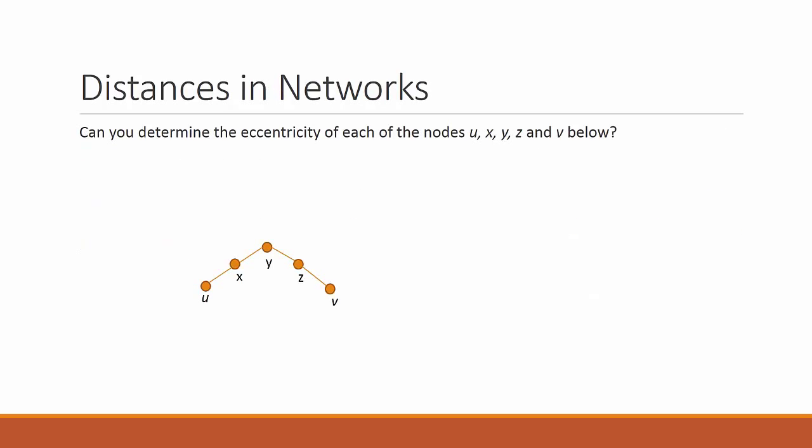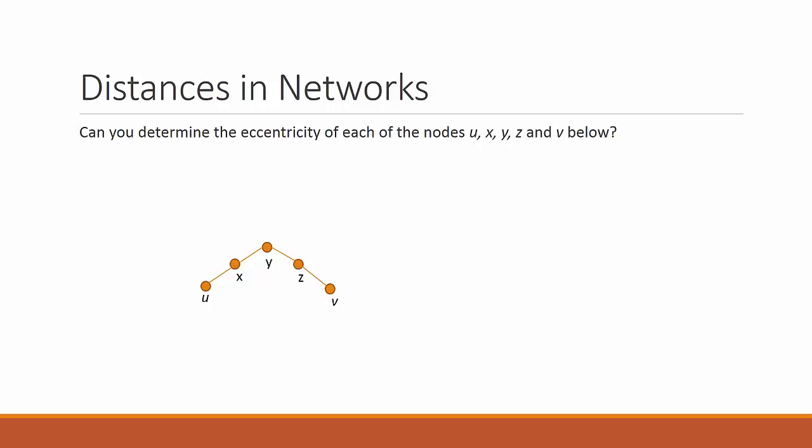So let's look at some examples. Let's find the eccentricity value of node U. The distance from U to X is 1, from U to Y is 2, U to Z is 3, and U to V is 4. So the maximum distance that we calculated was 4. So the eccentricity value of U is 4.